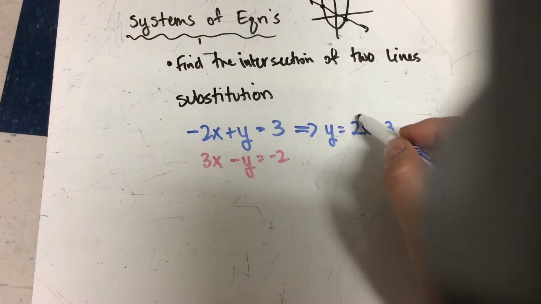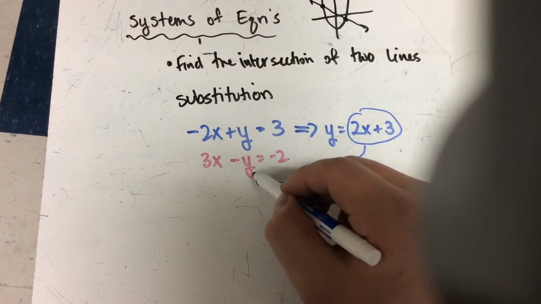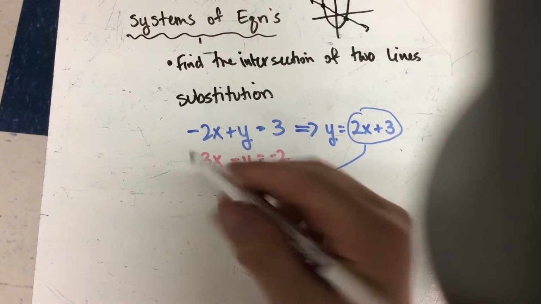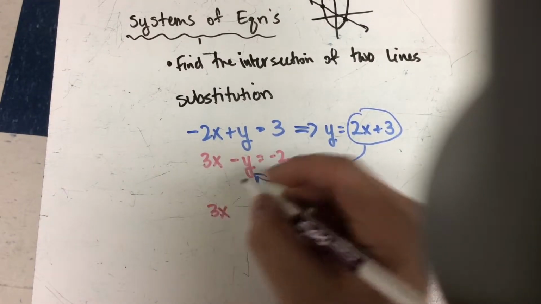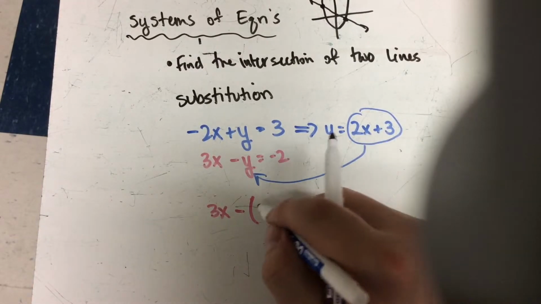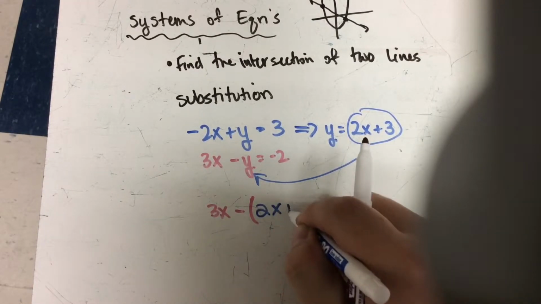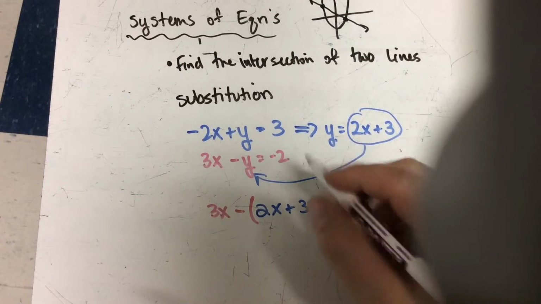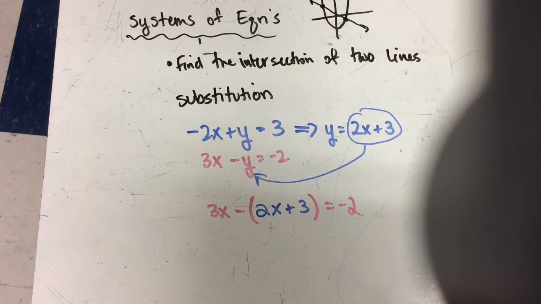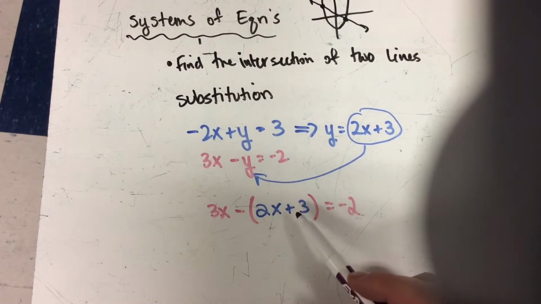Once you have solved for y, you're going to take this and substitute it in for y. That's going to look like this: 3x minus, and we're going to put parentheses, 2x plus 3, and this equals -2. We have now done our substitution. This is why it's called substitution.